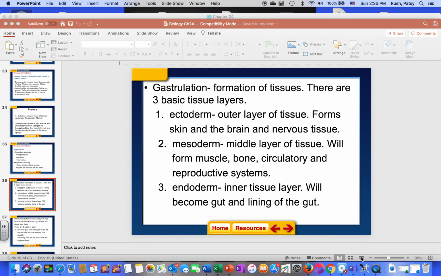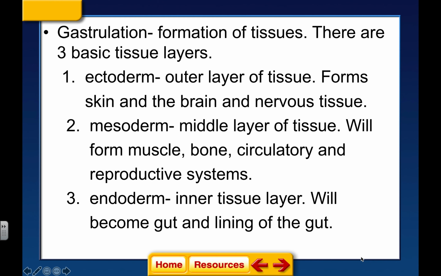Hey, we've been over this before, but we need to go over it again because we really didn't name the process. We're finished with sponges and we're getting ready to go into the next phyla, which is Cnidaria, which is our jellyfish. And they actually have formation of tissue. Now, the process of forming tissue is called gastrulation.